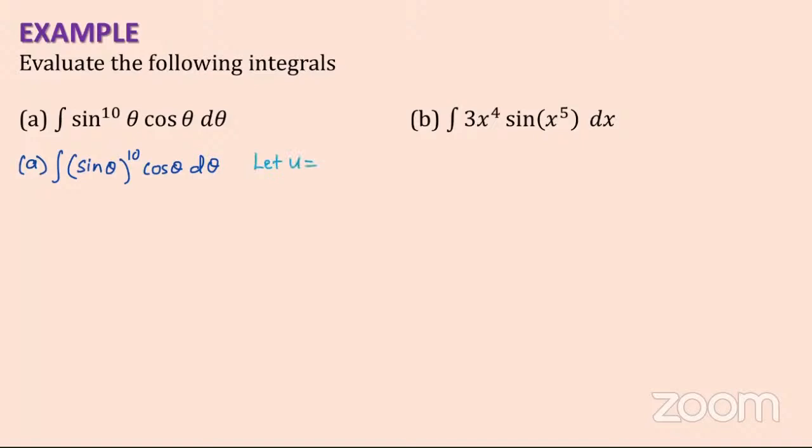Let u equal sine theta. That means du over d theta is equal to cosine theta. We are integrating with respect to theta. So du equals cosine theta d theta. Now we are ready to substitute. So we are going to substitute here and check what we get.